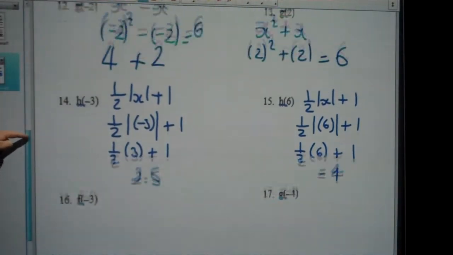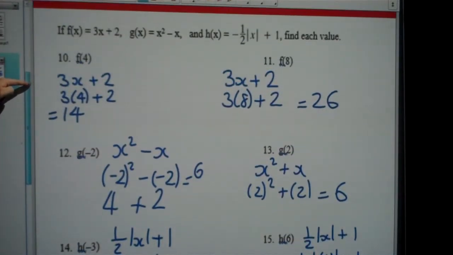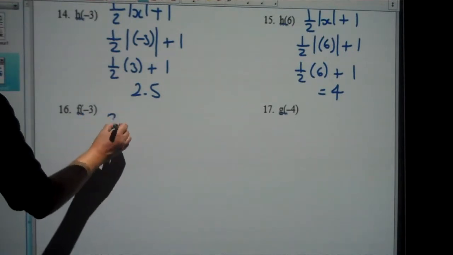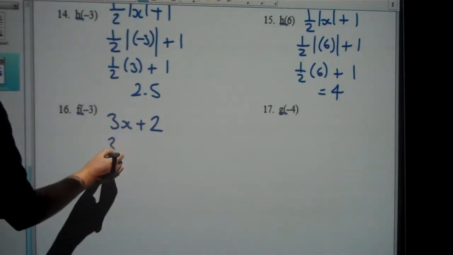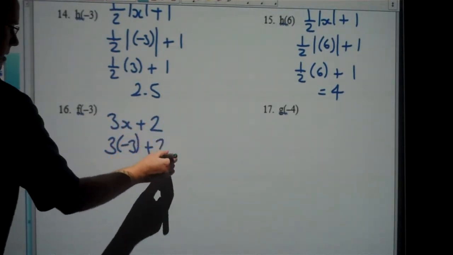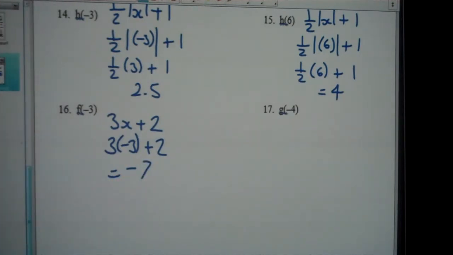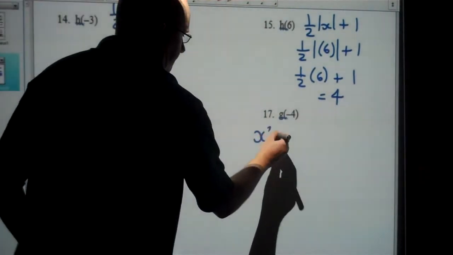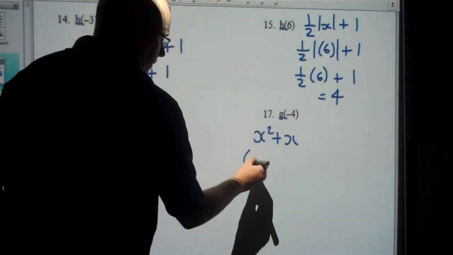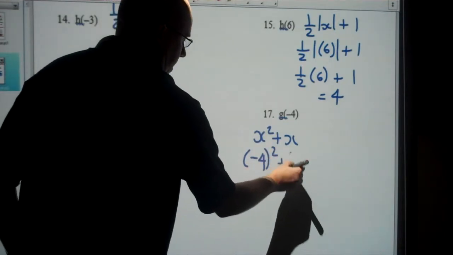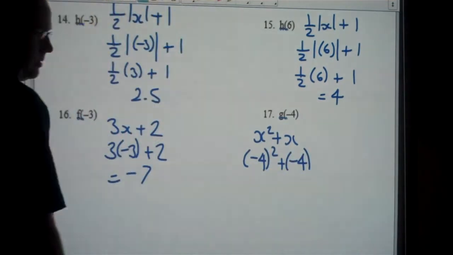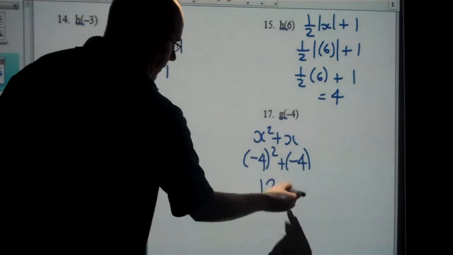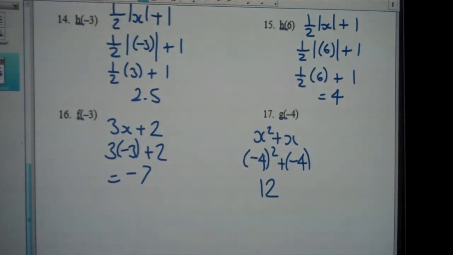f of negative 3, so I'm going to go back for my formula. It was 3x plus 2. Substitute in the negative 3, and then go ahead and check on your calculator. It should just be negative 7. The formula for g was x squared plus x. Plug in negative 4, keeping those parentheses there as well, and then use your calculator just to confirm that the answer is 12.